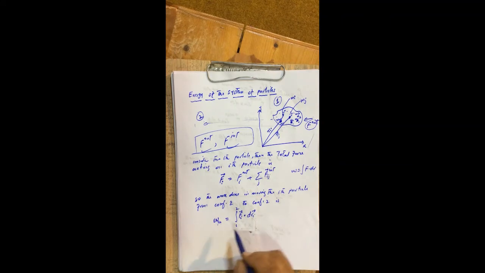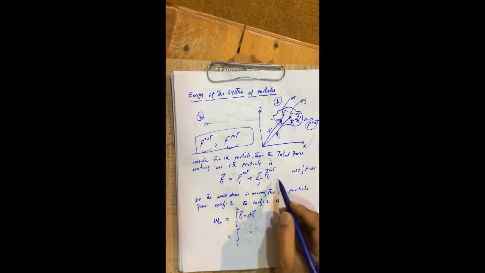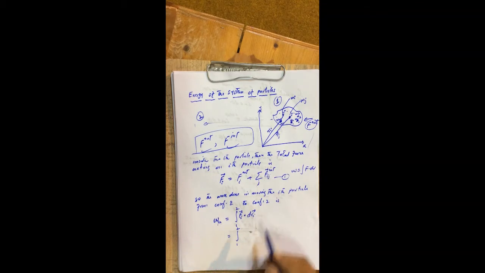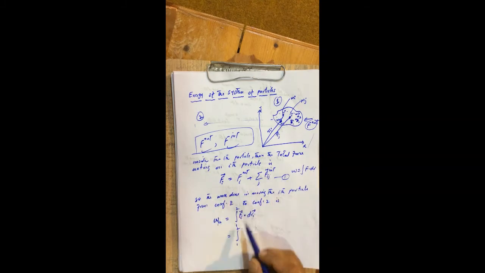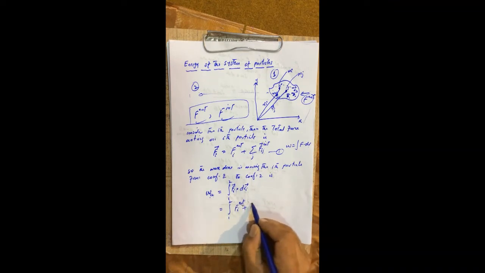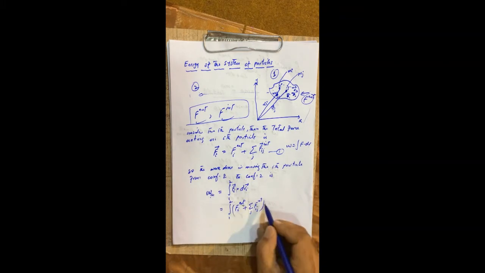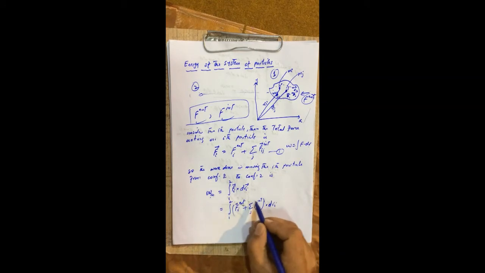But we know that the net force acting on the ith particle is a sum of two forces, from equation 1. So if I put the net force from equation 1 here, then instead of Fi I will put Fi external plus the sum over j of Fij internal, dot dri. These are vectors, so I have to put a vector sign here.